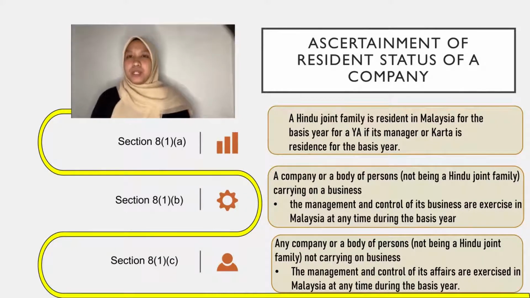Today I would like to present the topic about tax administration of a company. And the first question is the determination of the resident status of a company in Malaysia. There are two resident statuses in Malaysia. The first is a Hindu joint family, which is a manager or Kata is a resident. And the second is a company or a body of persons, and it divides into two categories, which is carrying on a business and not carrying on a business.